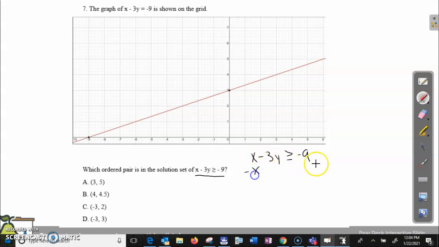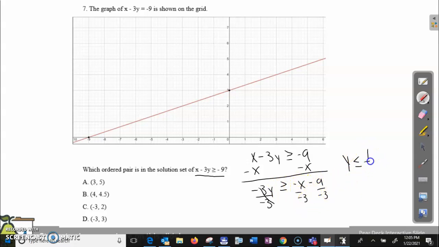So first we move the x. This turns into -3y. It's greater than or equal to -x minus 9. Now, the last move, you got to get rid of this -3, so you divide by -3. Cancels, this turns into y. Here's what you need to copy. You divide it by a negative number. Whenever you divide by a negative number, that inequality flips. Two negatives give you a positive.